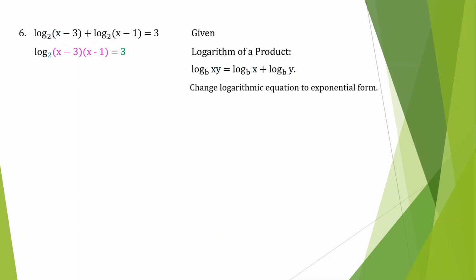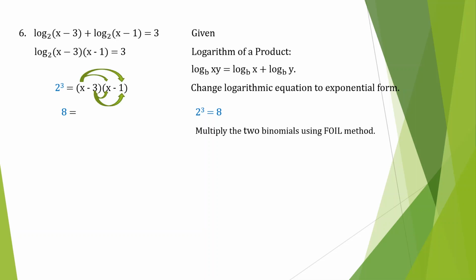Next, let us change the logarithmic equation to exponential form. 2 cubed is equal to the product of x minus 3 and x minus 1. We know that 2 cubed is equal to 8. Then, multiply the two binomials using FOIL method. X squared minus 4x plus 3.